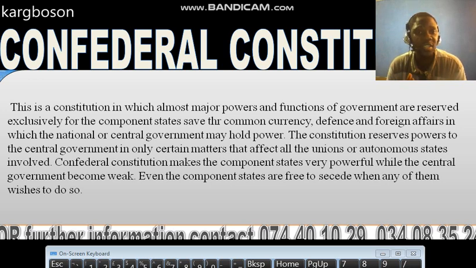Even the component states are free to secede when any of them wishes to do so. If they want to become independent on their own, they will.